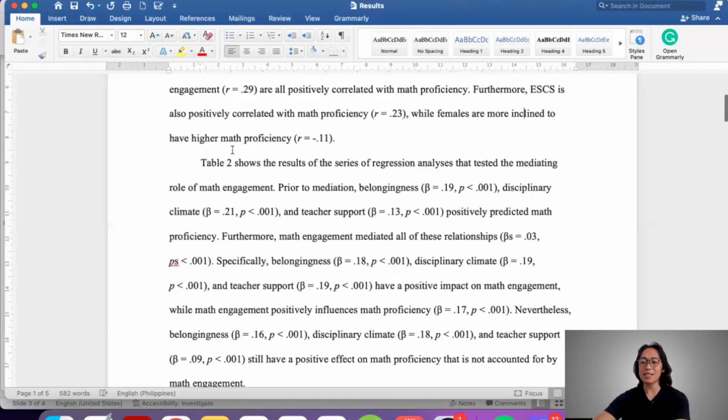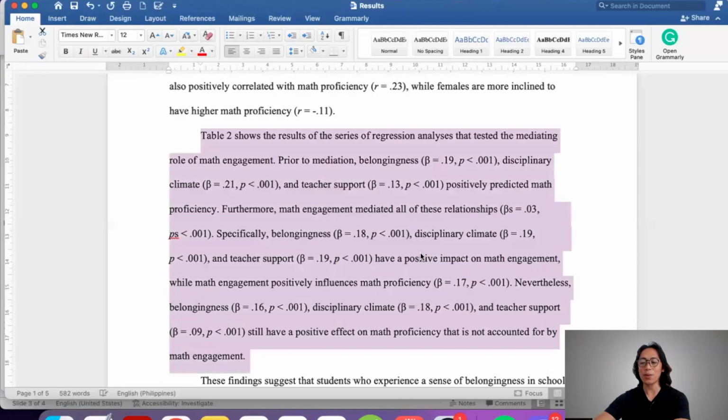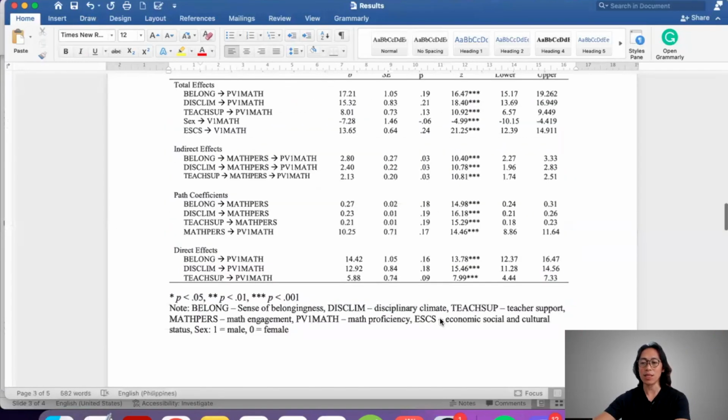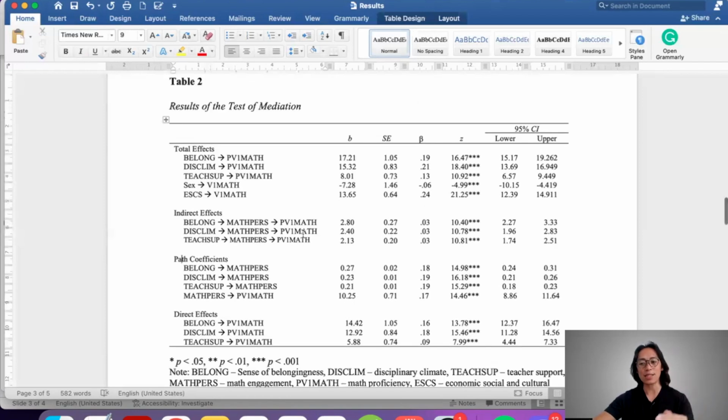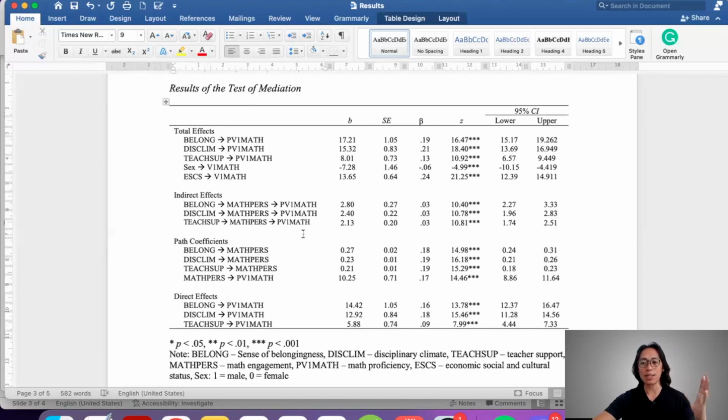And then the next section would be the report of the mediation. You will notice in the report, I will talk about the same sequence. I'll talk about the total effect first, and that within these total effects, there is an indirect effect of these predictors as mediated by math engagement, and then the specific path coefficients, and then the residual or the direct effects.